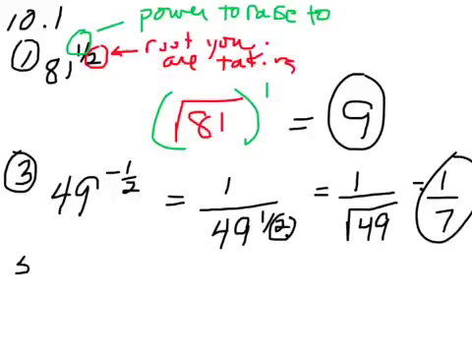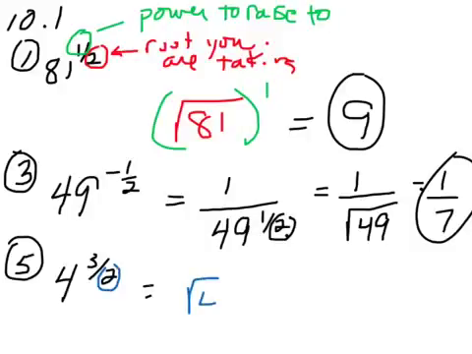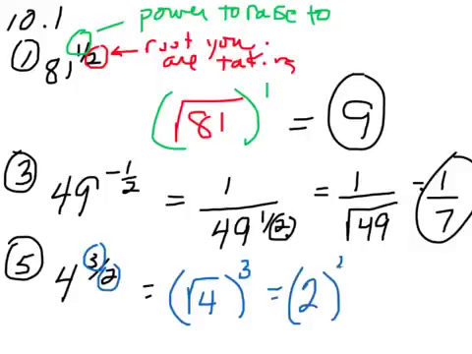Now, one like number 5, you have 4 to the 3/2 power. That means, if you think about what I said above, you're going to take the square root of 4, and when you get through taking the square root of 4, you're going to raise it to the 3rd power. Well, what is the square root of 4? It's 2. So you're going to take 2 and raise it to the 3rd power, and you would get 8. That's how this works.